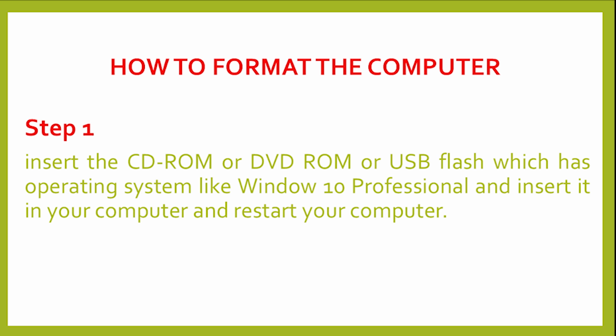How to format the computer. The following are the steps to follow when you format your computer. Step 1. Insert the CD-ROM or DVD-ROM or USB flash which has an operating system like Windows 10 Professional in your computer and restart your computer. You can download the setup from the Microsoft website, or you can search for the setup program on Google and download it.